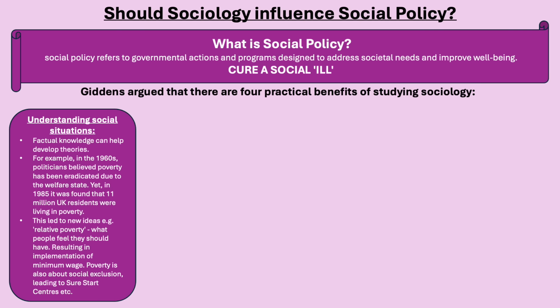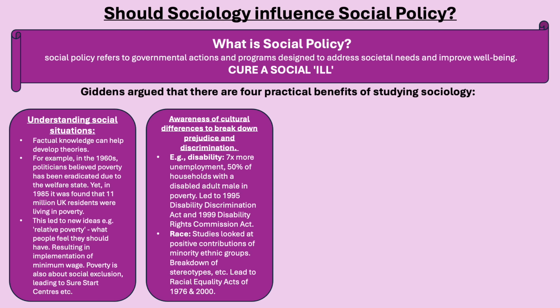This led to new ideas such as relative poverty, which is what people feel they should have in relation to something, resulting in implementation of minimum wage. Poverty is also about social exclusion, leading to suicide centres, etc. The next being awareness of cultural differences to break down prejudice and discrimination. So, for example, disability, if we're looking at that, they're 7 times more likely to be unemployed, with 50% of households with a disabled adult male. And poverty, which can lead to things like the 1995 Disability Discrimination Act and the 1999 Disability Rights Commission Act.